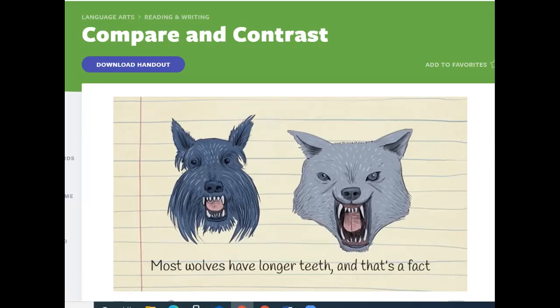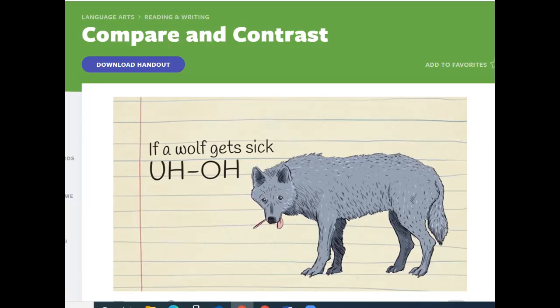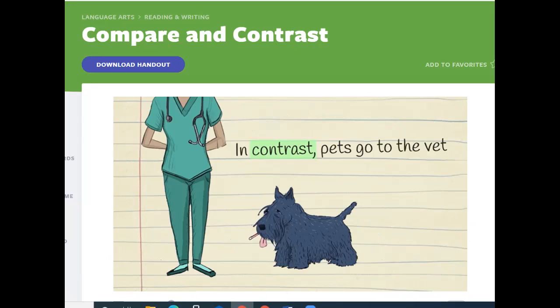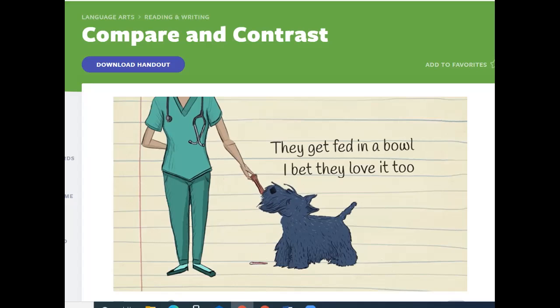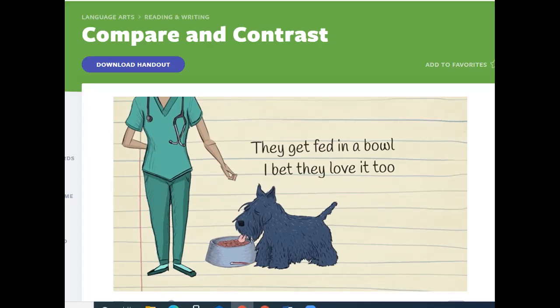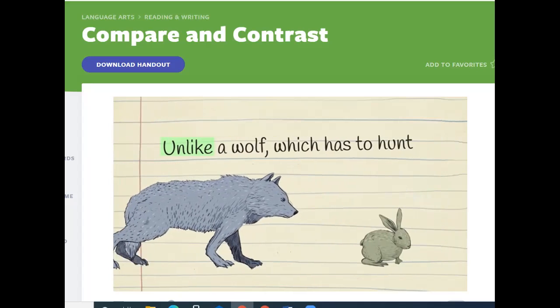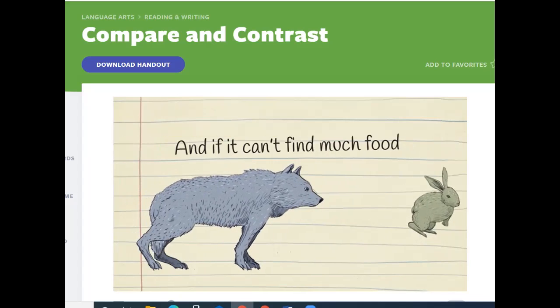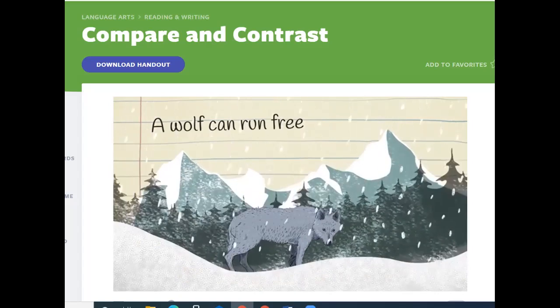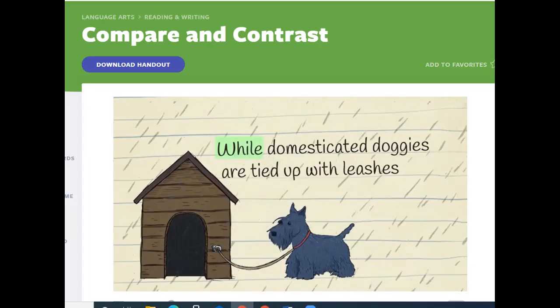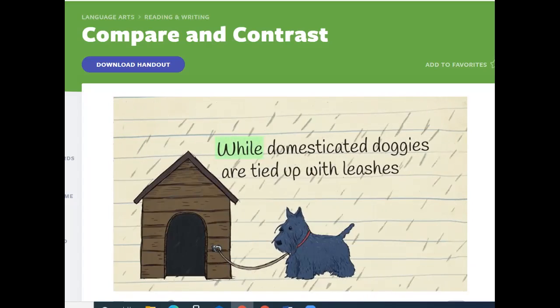Most wolves have longer teeth, and that's a fact. If a wolf gets sick, there's no medicine. In contrast, pets go to the vet, they let them in. Domesticated dogs don't worry about food. They get fed in a bowl. I bet they love it too. Unlike a wolf, which has to hunt, and if it can't find much food, they go hungry for months. A wolf can run free, do anything it pleases, while domesticated doggies are tied up with leashes.